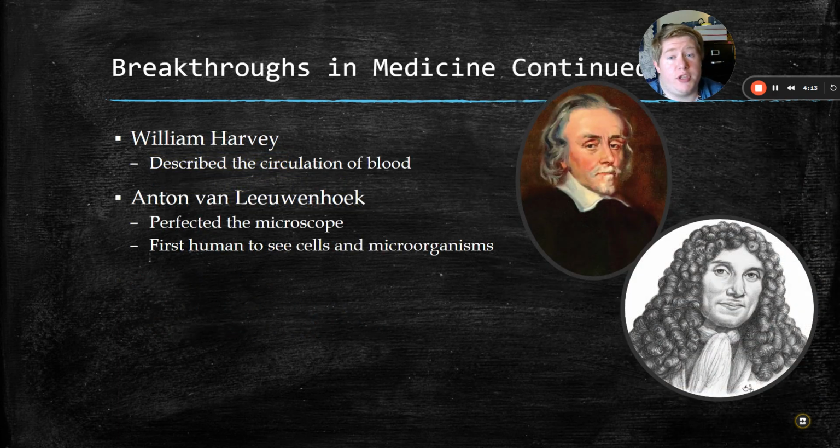We also have William Harvey, who described the circulation of blood and basically our entire circulatory system, and Anton van Leeuwenhoek, who perfected the microscope. He was the first human to see cells and microorganisms, which is really cool, being able to see those for the first time.